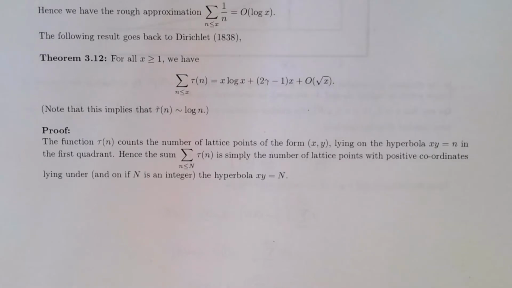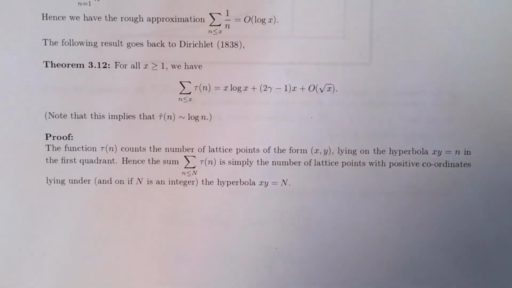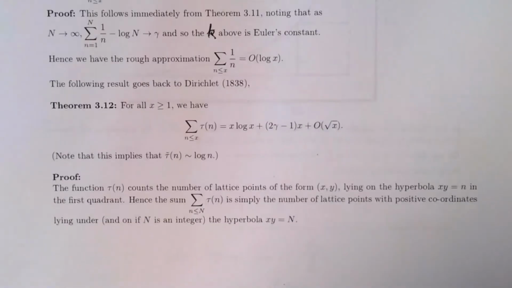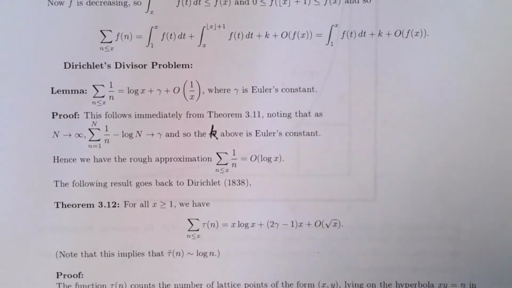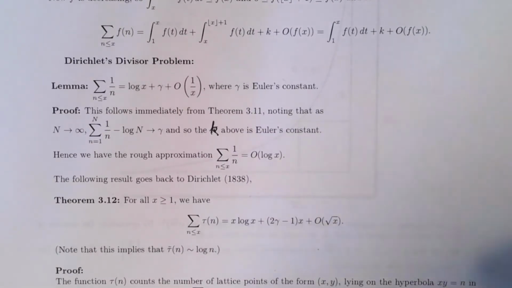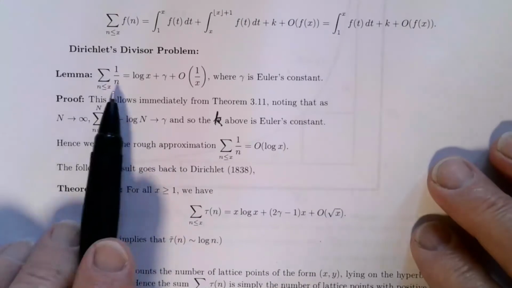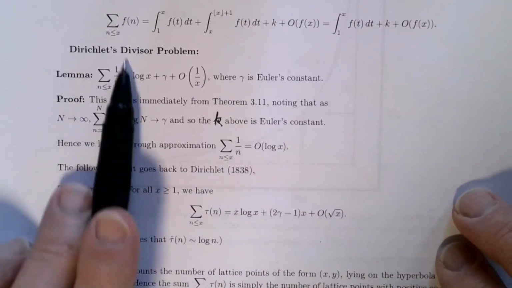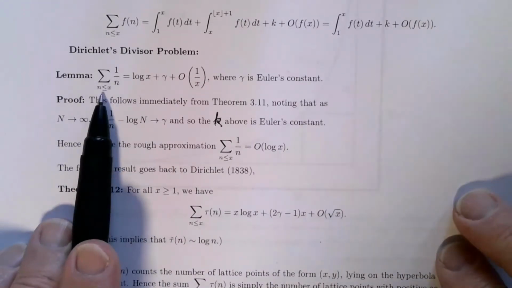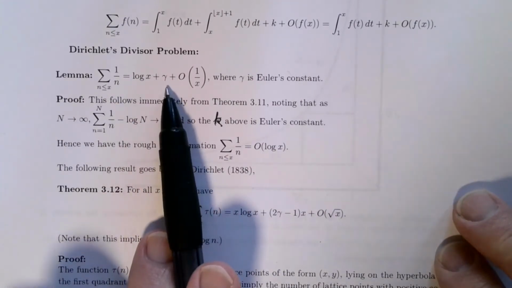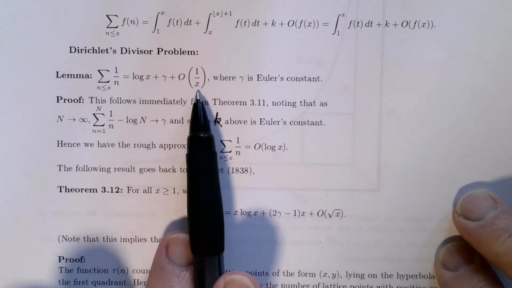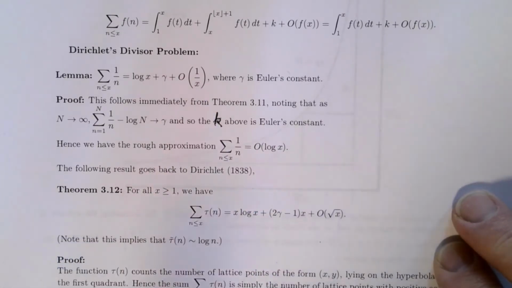Okay, welcome again to our journey into number theory, and we mentioned last time that we're going to move on to looking at this thing called the Dirichlet divisor problem. And we had a little lemma that told us that we could get a rough estimate of this sum, n less or equal to x, 1 on n, as log x plus gamma, which is Euler's constant, plus big O of 1 over x.